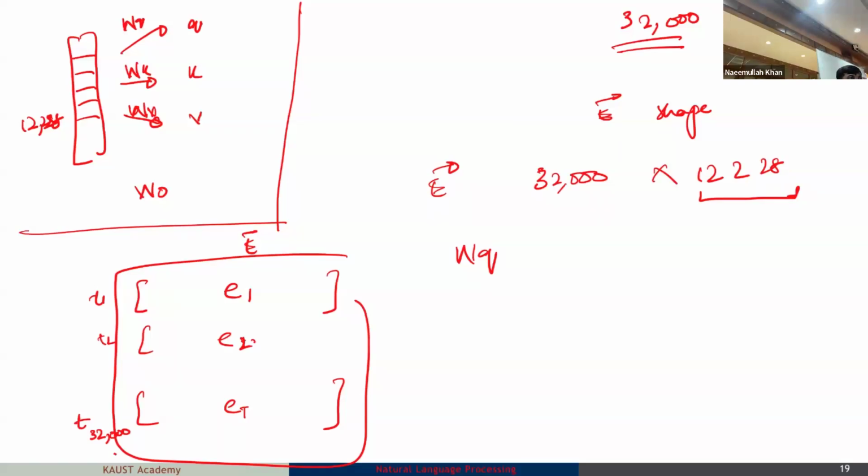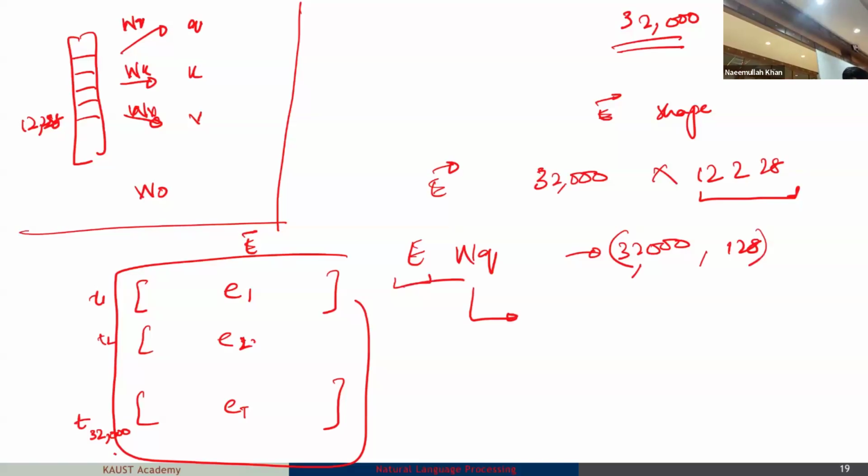On the right hand side, you will have E times WQ. Now remember, the number of rows of E cannot be changed by a linear transformation from the right hand side. So the output of this is 32,000. How many columns do I want for it? 128. Okay. So what would be the shape of WQ?